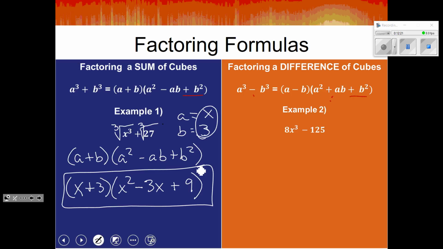How are we doing on time as far as lunch goes? What time is it? 12:06. Thank you very much. Okay, so I think we can get through example 2 for lunch.